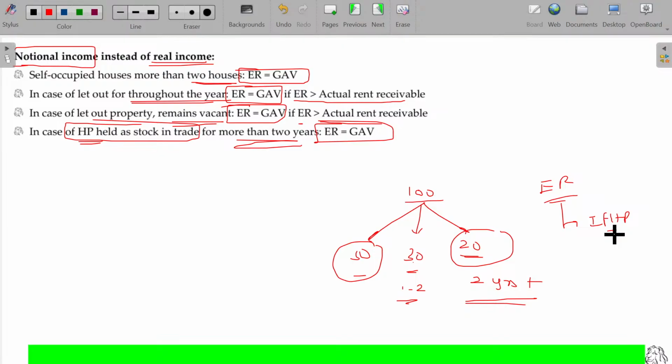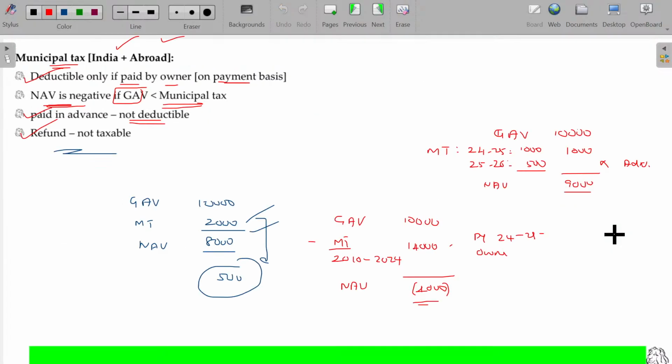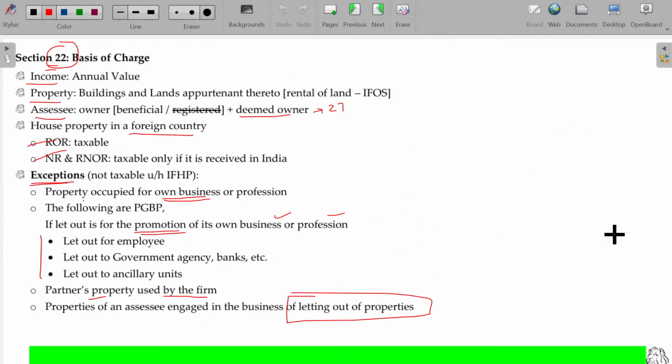Is that clear? So actual rent will not be taken in some of the cases. We usually calculate based on the notional rent. That's why the taxable value will not be the real one. It's a notional one. Already we have studied, right? Income is taken as the annual value, not the actual rent. Very first class we have studied.